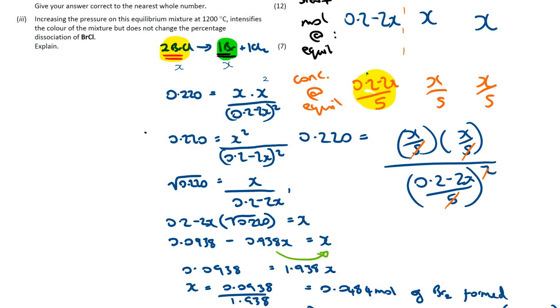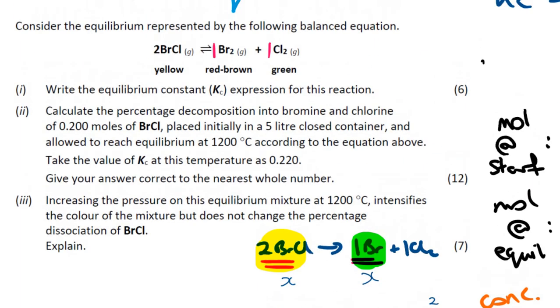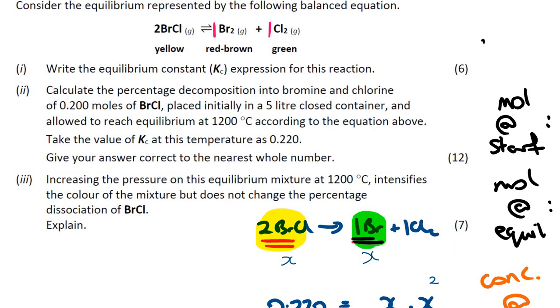Increasing the pressure in the equilibrium mixture intensifies the colour of the mixture but does not change the percentage dissociation of BrCl. So we know that increasing pressure will only change the position of equilibrium if there's a different number of moles on each side of the equation. So increasing pressure will favour the reaction that produces the fewest number of moles, but there's the same number of moles on both sides of the reaction, so therefore we're not going to change the percentage decomposition or dissociation of bromochloride.